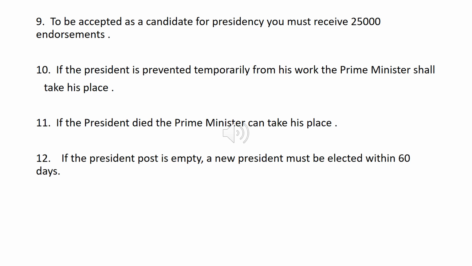Next question. Question number 10. If the president is prevented for a limited period of time from his work, the Prime Minister shall take his place.